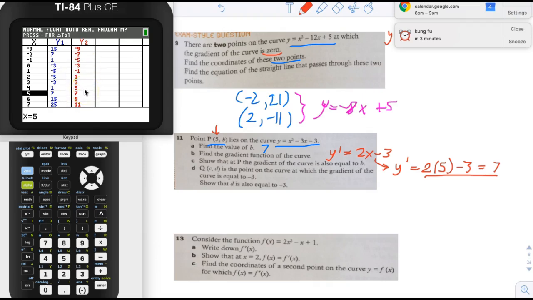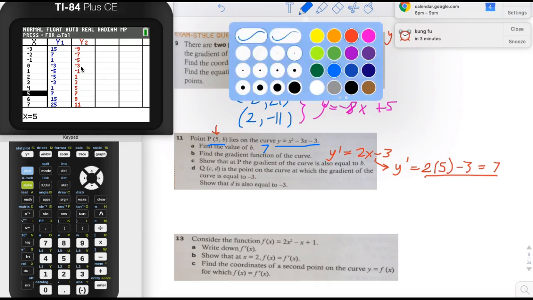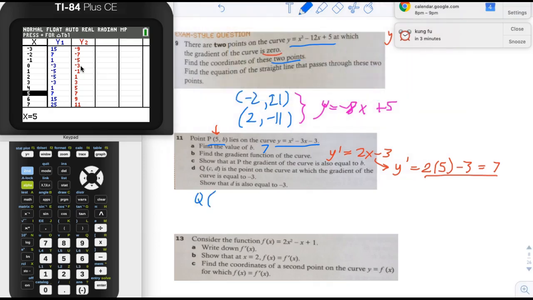Okay, D. The point Q is the point on the curve at which the gradient of the curve is equal to -3. Show that y is also equal to -3. Okay, so if we look through here and try to find the red -3, it's right there. So the point Q is actually (0, -3), right? And so we know that x equals 0 and y equals -3 in this case. The red slope that's associated with it is also -3.